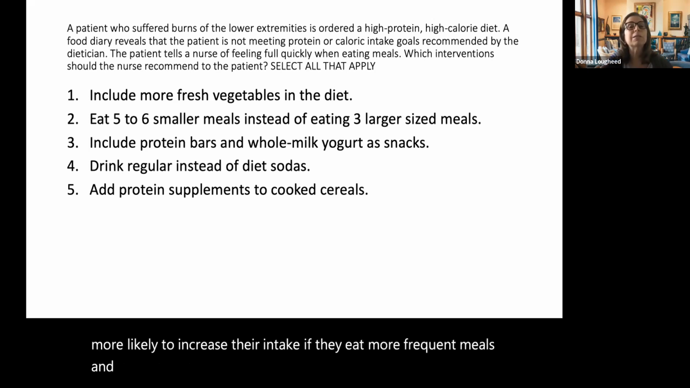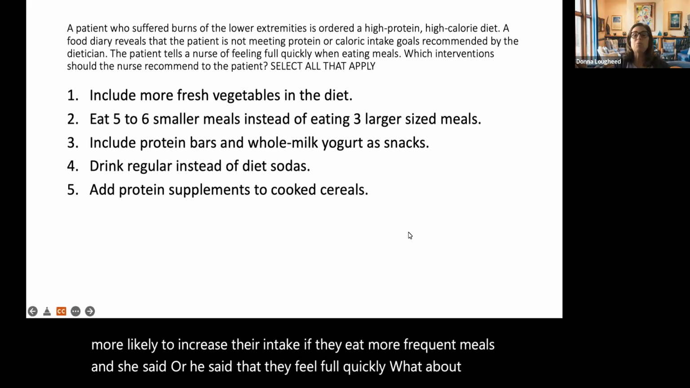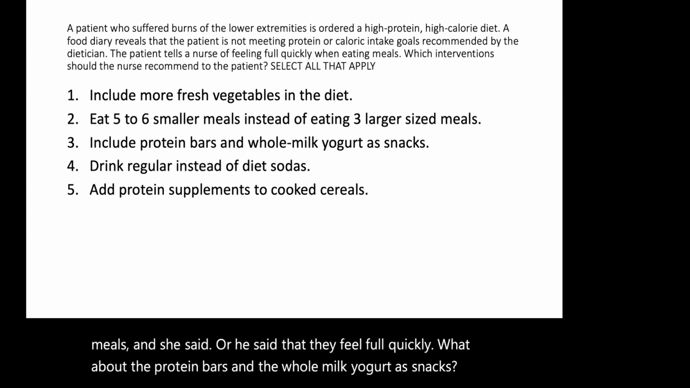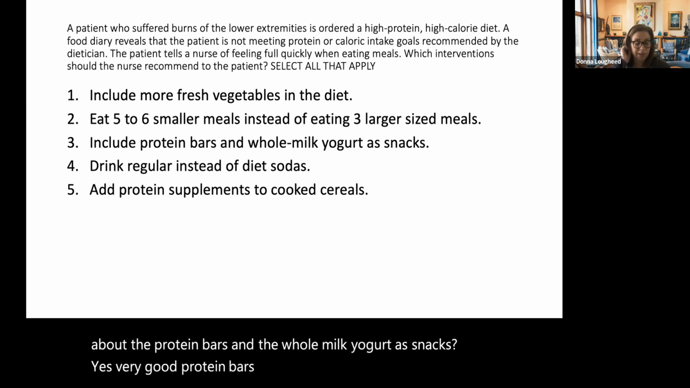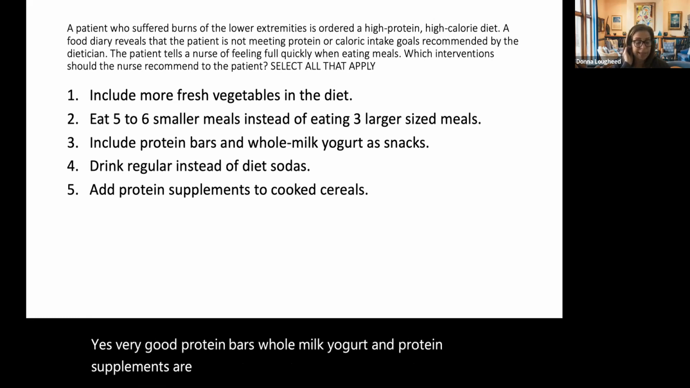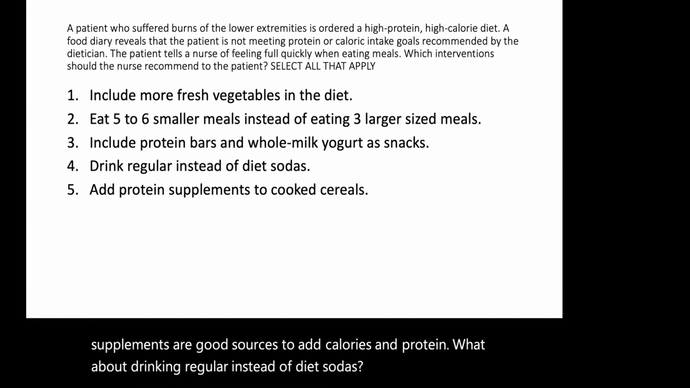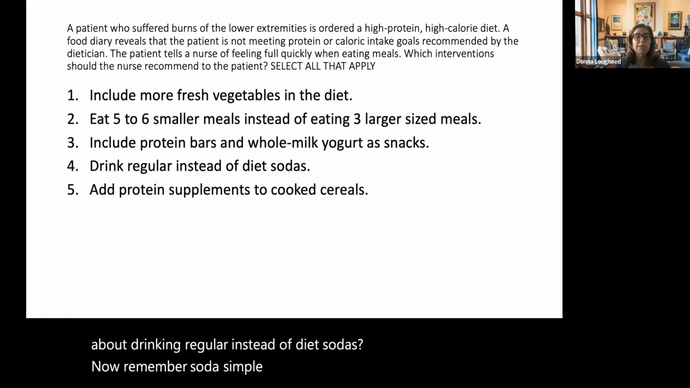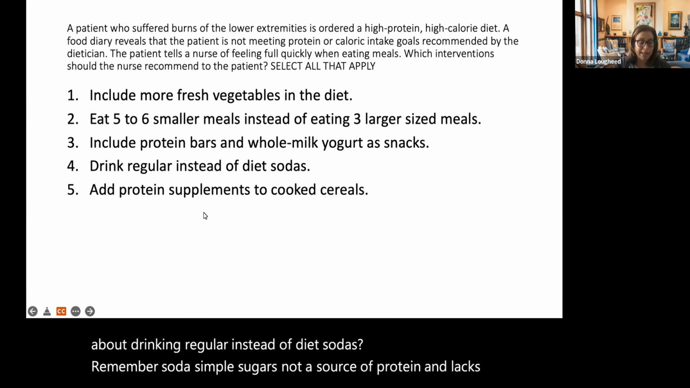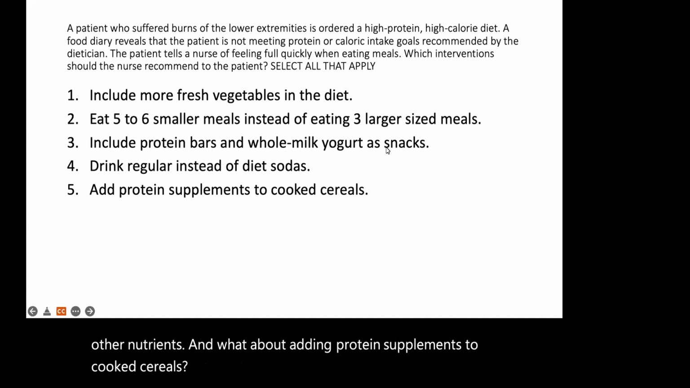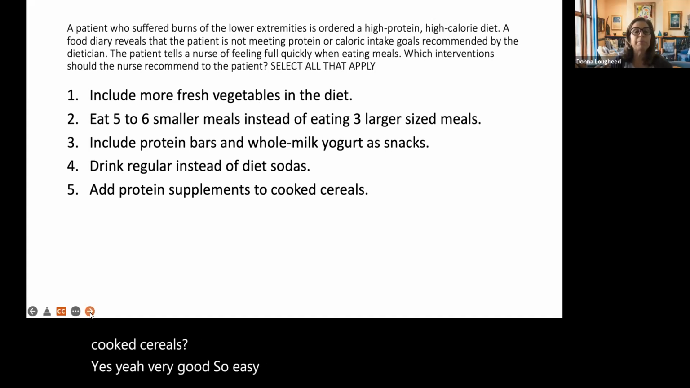And he said that they feel full quickly. What about the protein bars and the whole milk yogurt as snacks? Yes, very good. Protein bars, whole milk yogurt, and protein supplements are good sources to add calories and protein. What about drinking regular instead of diet sodas? No. Remember, soda is simple sugar, not a source of protein, and lacks other nutrients. And what about adding protein supplements to cooked cereals? Yes, very good. So easy peasy on this one, right?